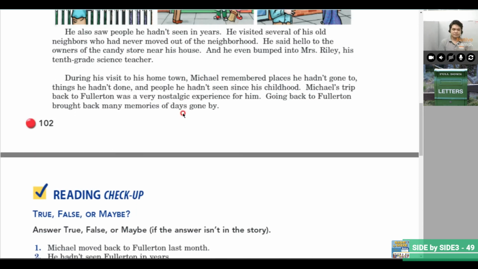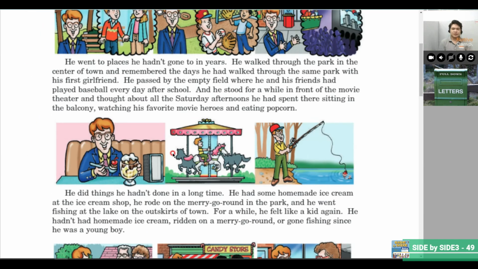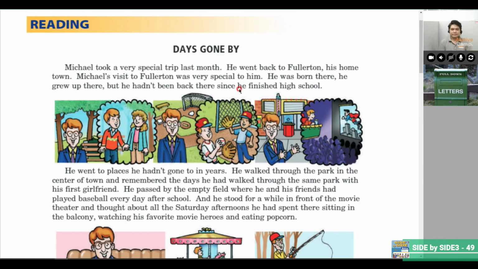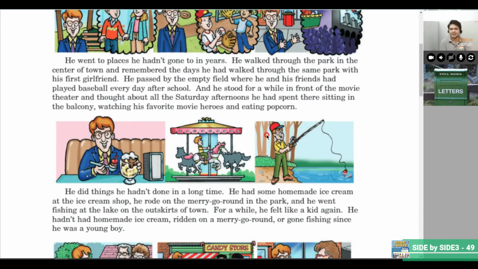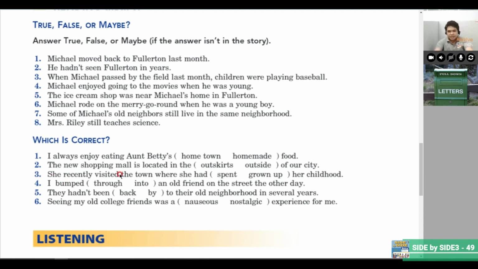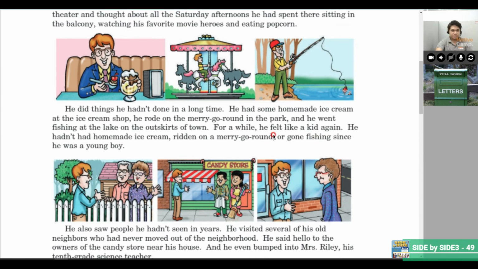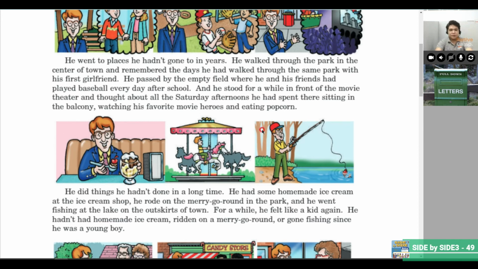Number two, please read. He hadn't seen Fullerton in years. True, false, or maybe? Maybe. Okay. I will put the answer so that you will have a reference next time. Number three. When Michael passed by the field last month, children were playing baseball. It's false.